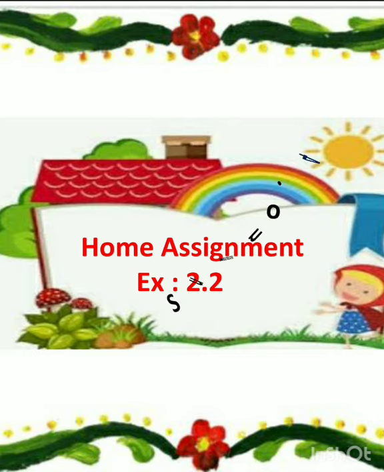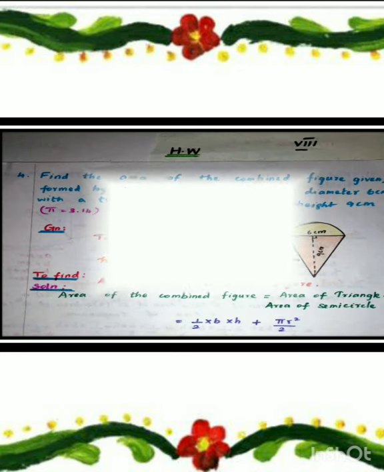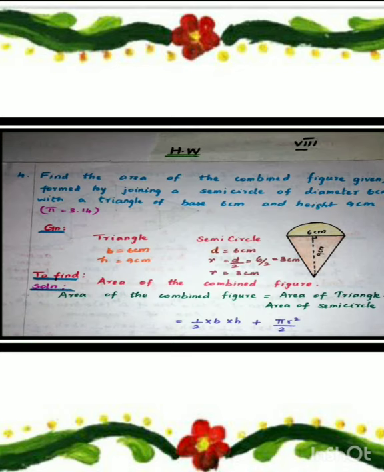In homework sum number 4, find the area of the combined figure given, formed by joining a semicircle of diameter 6 cm with the triangle of base 6 cm and height 9 cm. The diagram is given in the book, and here two shapes are combined. The combined shapes are triangle and semicircle. The base of the triangle is 6 cm and the height of the triangle is 9 cm. For the semicircle, the base will be the diameter. So diameter is 6 centimeter.